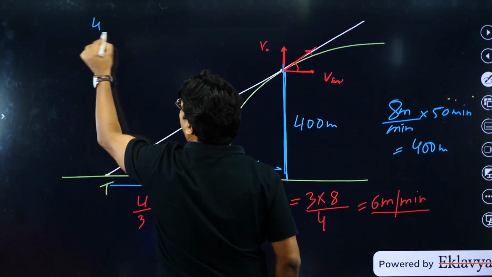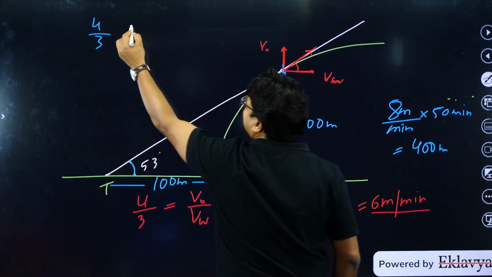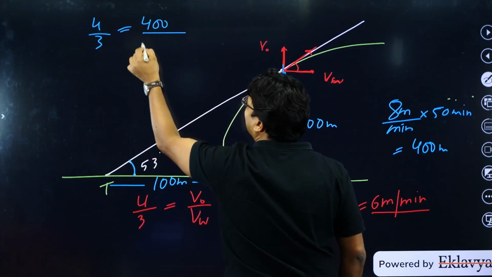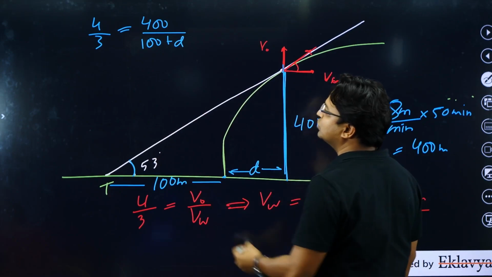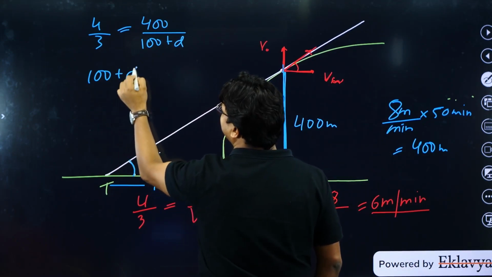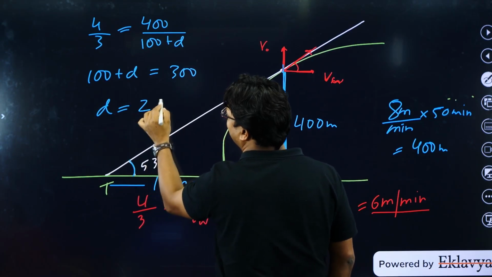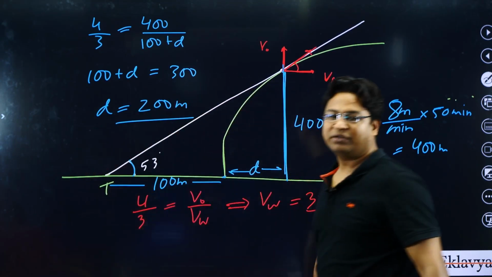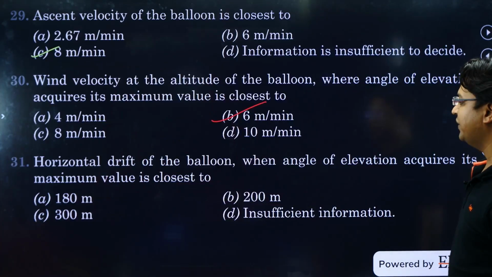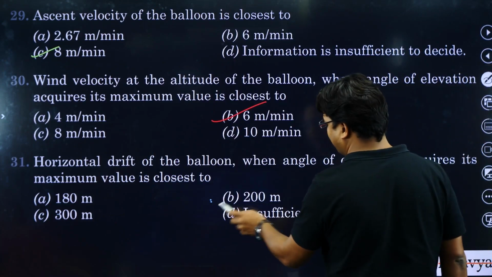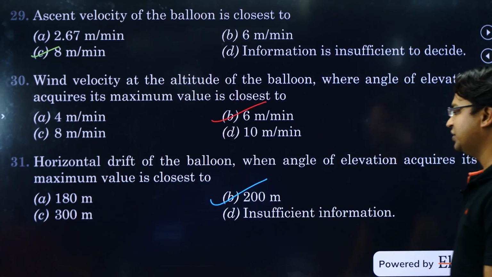So we write 4 by 3, that is tan 53, equals 400 by 100 plus D. This gives us 100 plus D equals 300. So the value of D would be 200 meters. Let's go back and check whether we have 200 meters as one of the options. We do have that as one of the options, so the answer would be 200 meters.